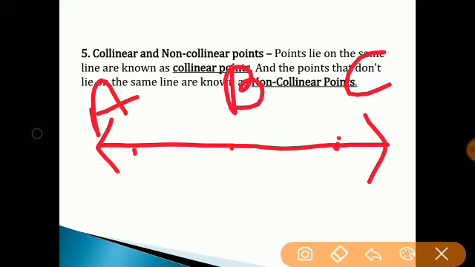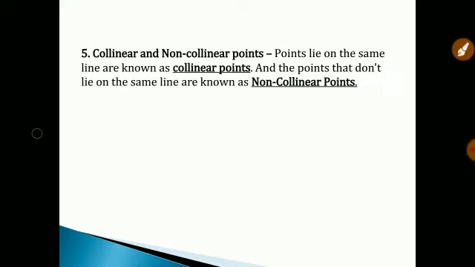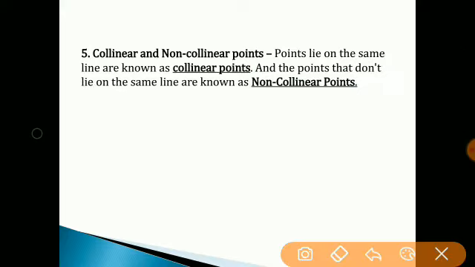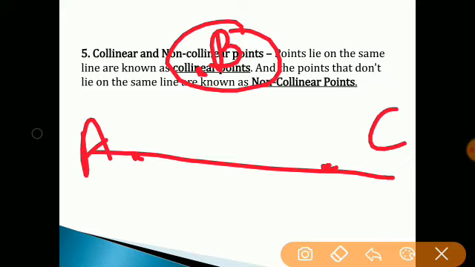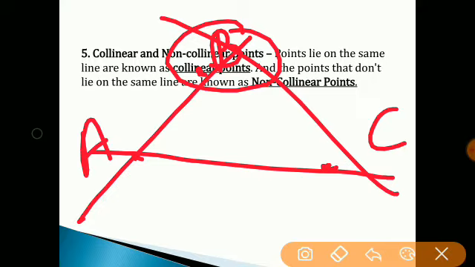Now if all the points are not on the same line, suppose A is here, B is here and C is here, so these are all non-collinear, because if we extend a line then we can get A and C on the same line, but we cannot get B on this line. Similarly AB and AC. So points which are not on the same line are called non-collinear points.